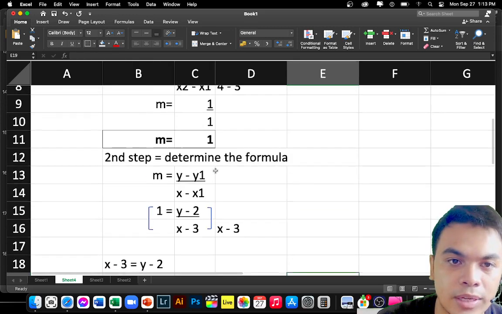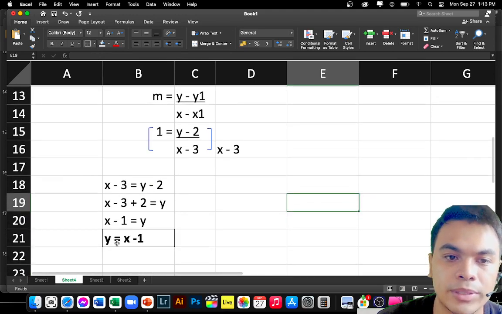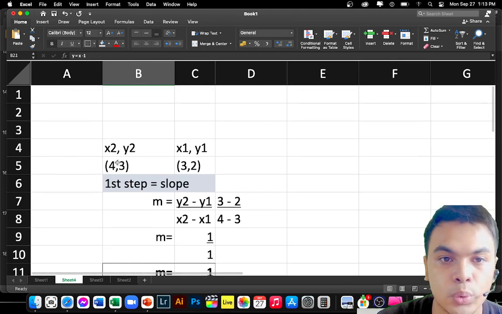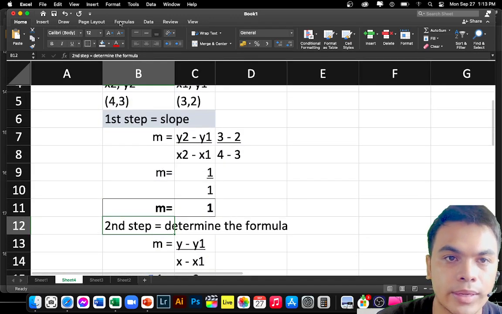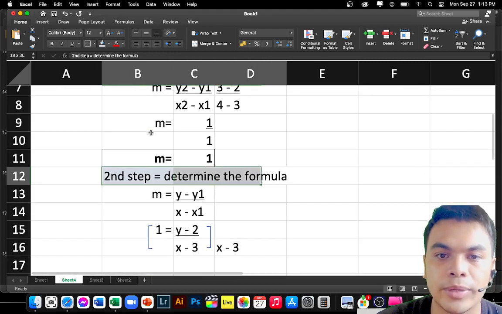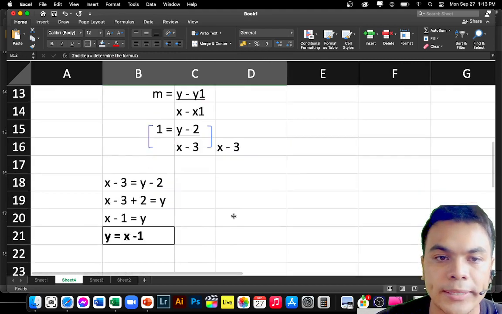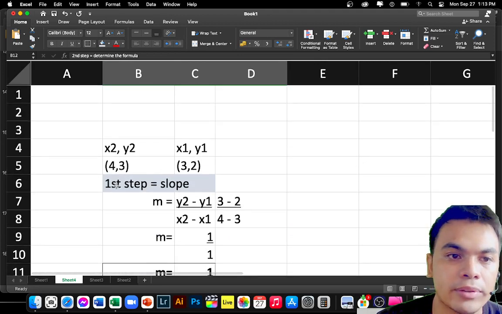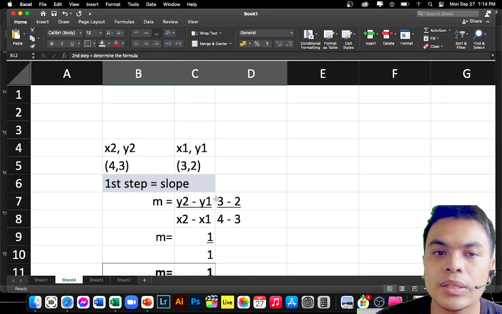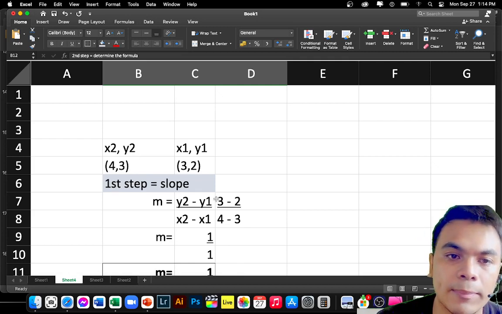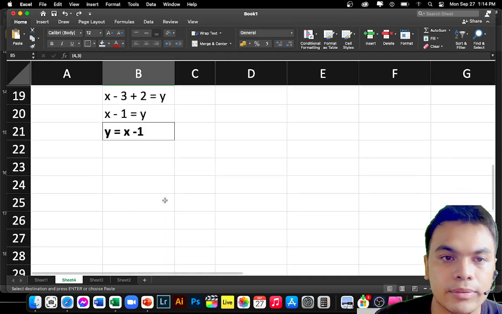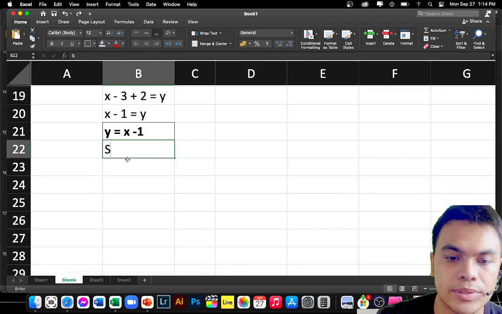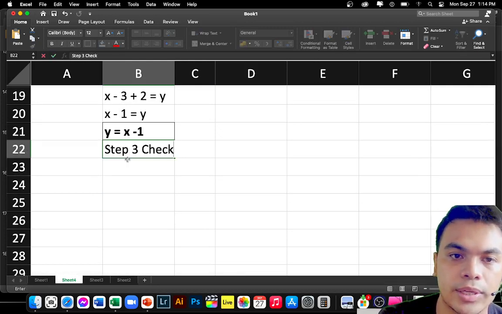Okay. So we are done with the second step. We have now determined the formula given the two coordinates. Step number 3, highlight natin. We now check if our formula is correct. How do we check it? We substitute either one of these sets of coordinates and we will lead to the other variable, which should also be equal here. Let's use this 4 and 3. Step 3 is checking.